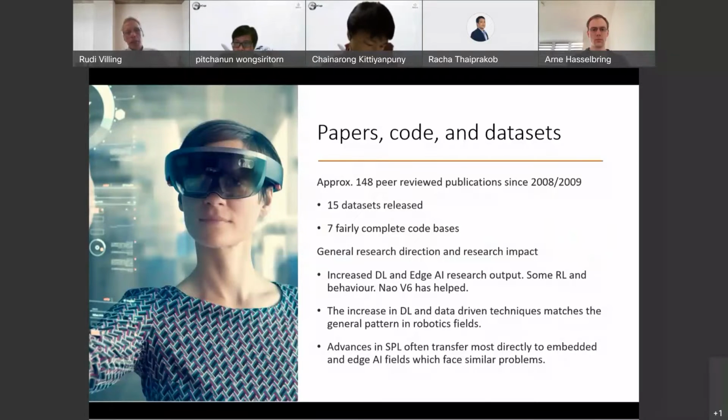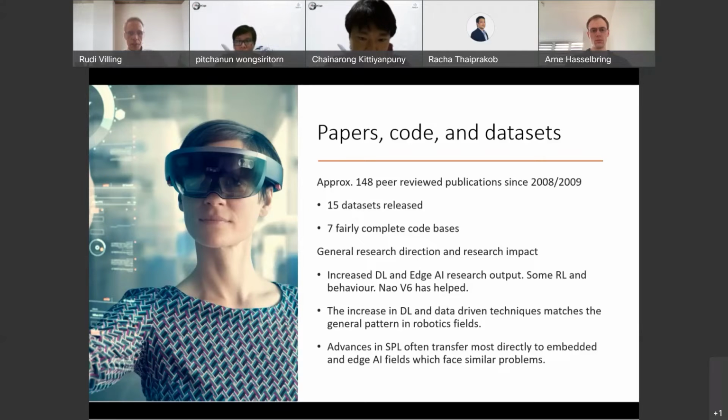In the Standard Platform League, since 2008, 2009, we have about 148 peer-reviewed publications. I think Peter mentioned earlier in his opening address that there have been 200 odd publications plus from the Standard Platform League. That probably includes the four-legged league before us. There have been 15 data sets released, and these are published on the SPL website. And there are 7 fairly complete code bases also linked from the SPL website. So for a team that wishes to start out or that wishes to see how other teams have done things, these code bases provide useful results.